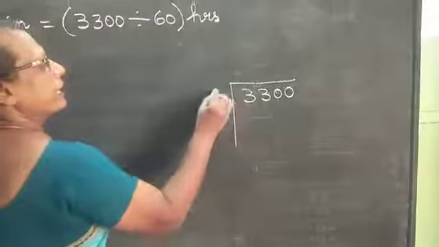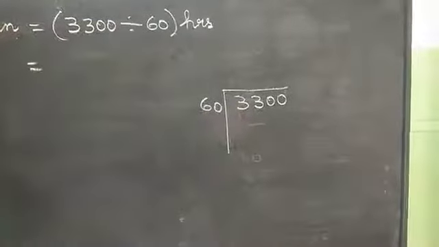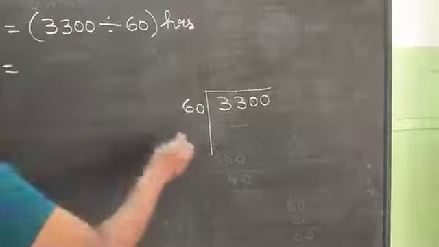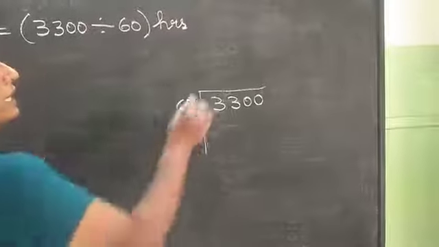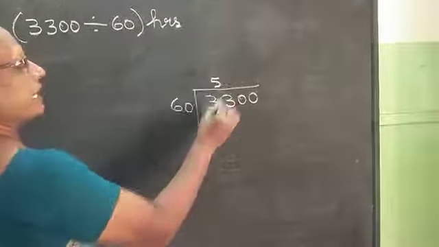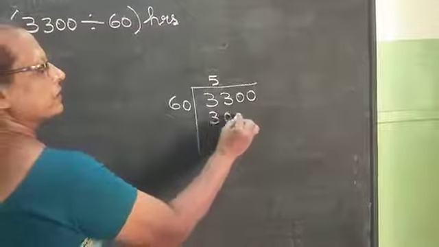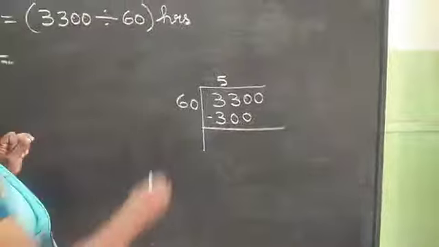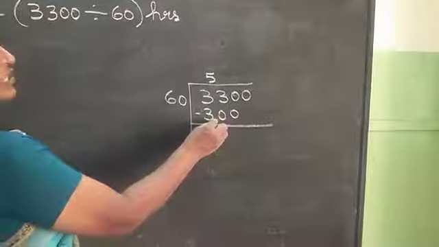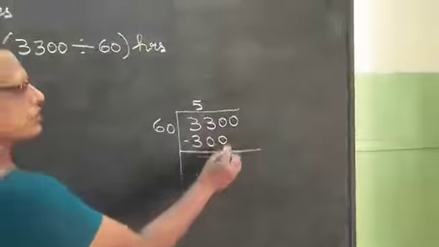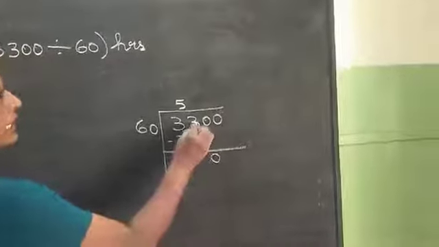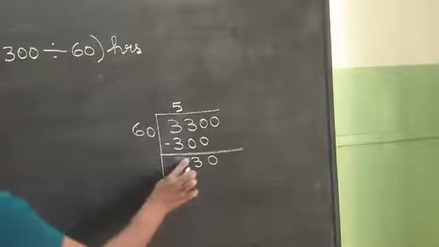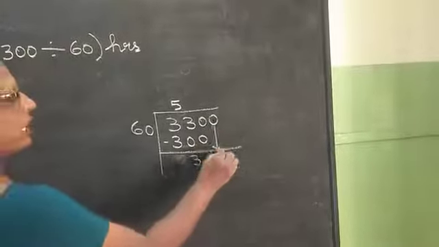See, 3300 divided by 60. So when you say the tables, children, 6 fives are 30. So 60 fives are what will come, children? 300. 60 fives are 300. 60 fives are 300, children. So what you have to do? Subtract. So 3 minus 3, 0. So here 0 only will come, so you no need to put. So the remaining 0 will come here.